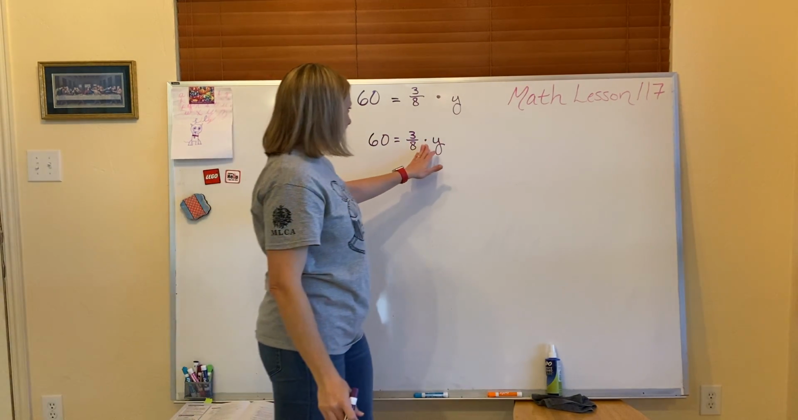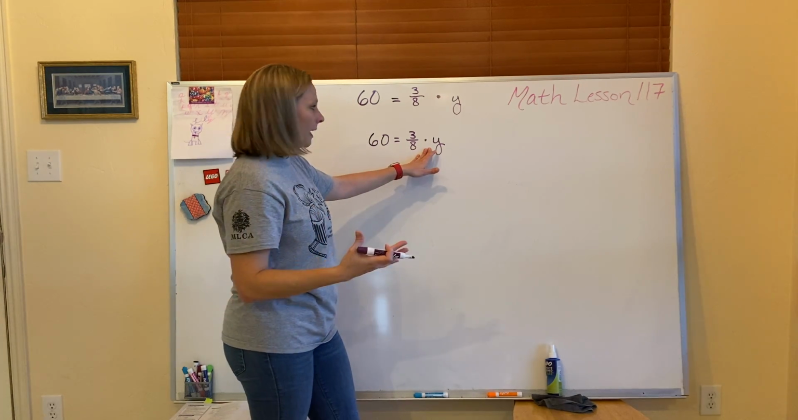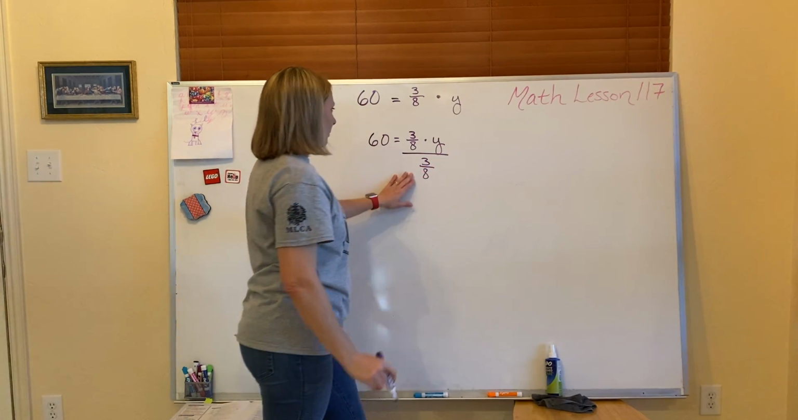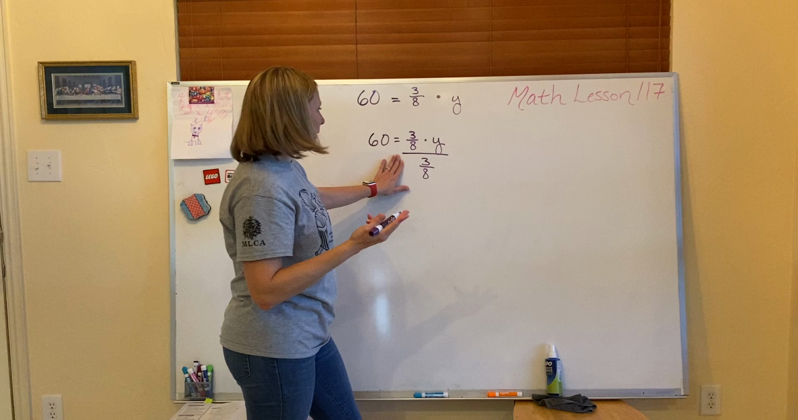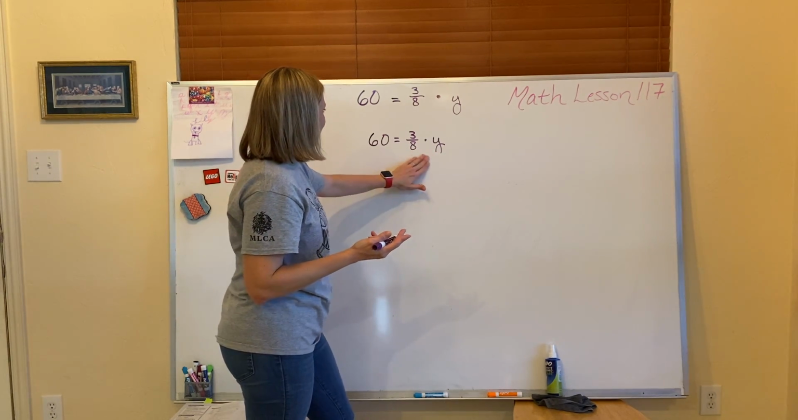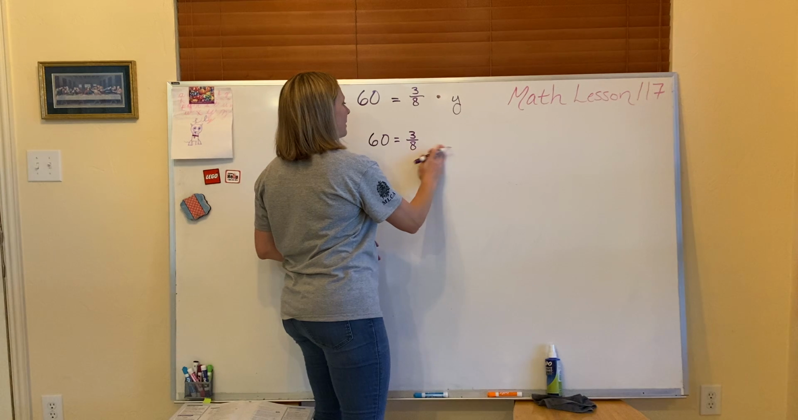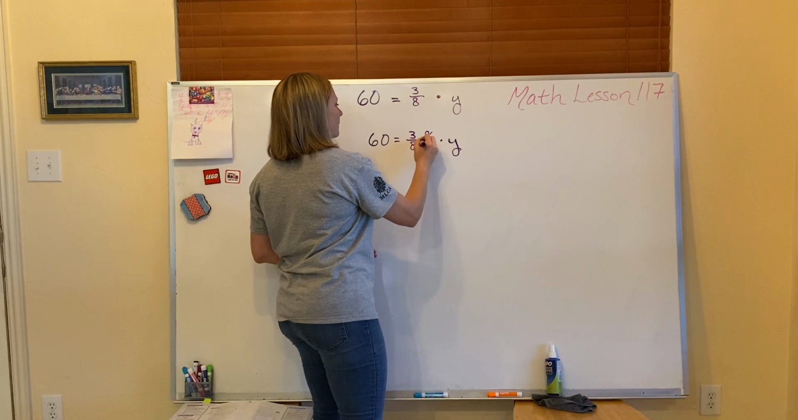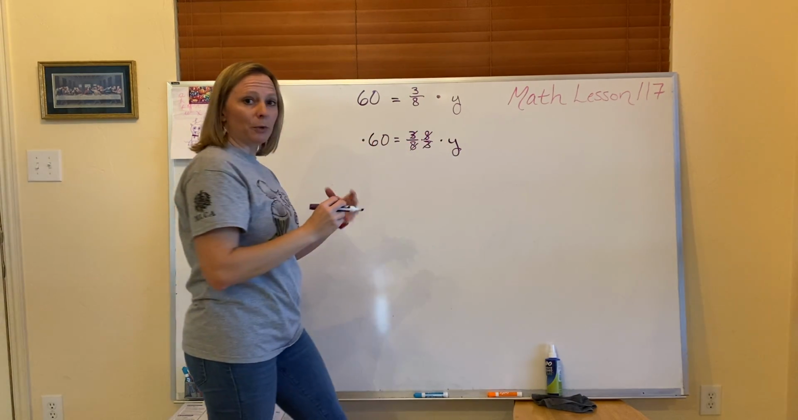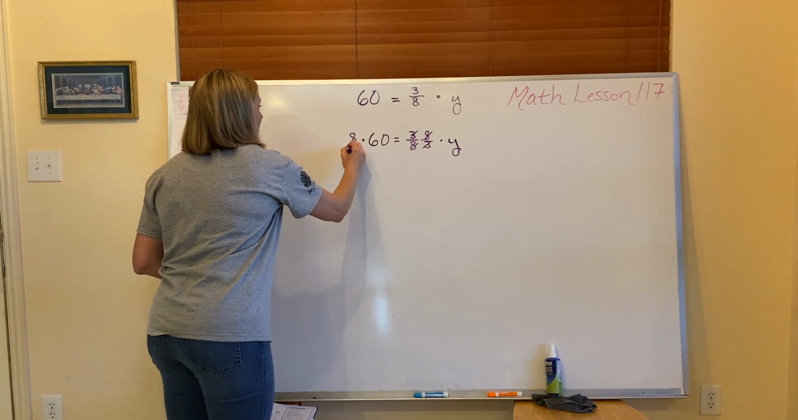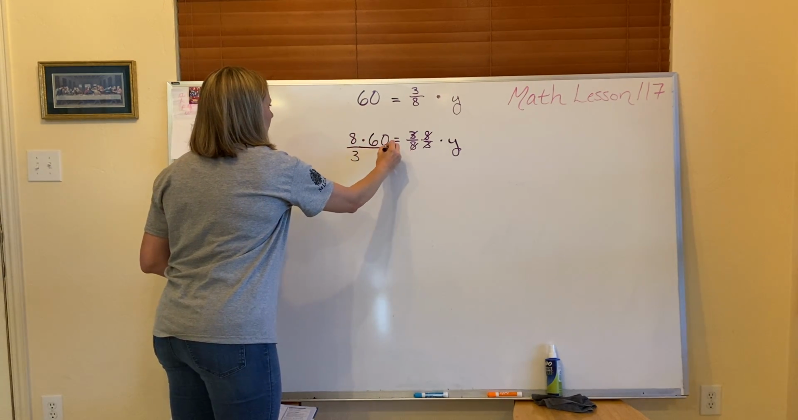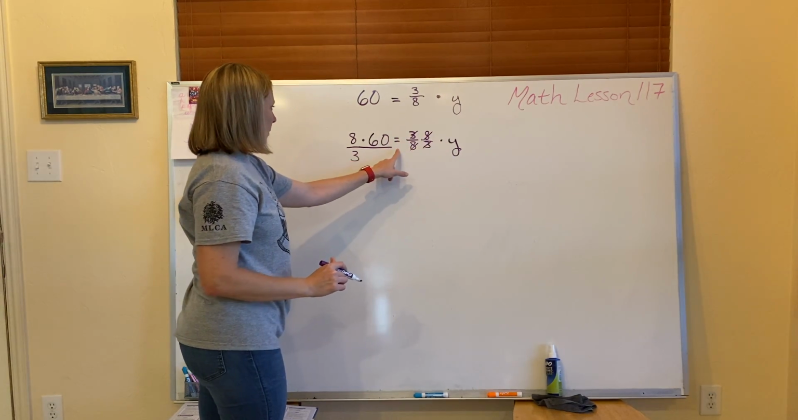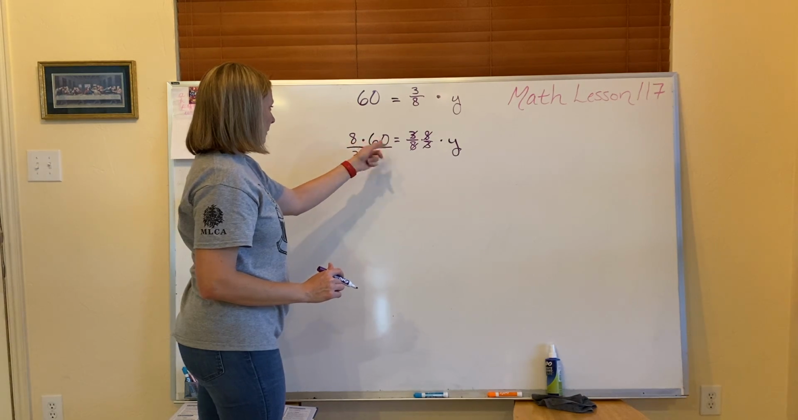So when we're multiplying, we're going to divide. We're going to divide each side by 3/8. Really, how do we do that? Well, we multiply by the reciprocal. So we'll multiply 3/8 by 8/3. That cancels out. We'll also multiply 60 by 8/3. So now we have y, these canceled out, so they're gone, is equal to 8 times 60 divided by 3.